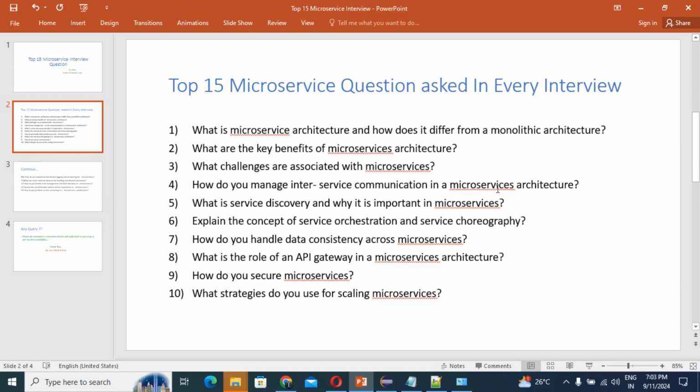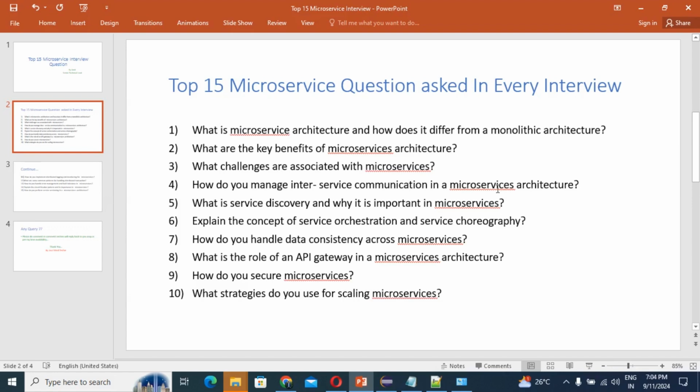Suppose you are going to implement a banking application. You will have a payment microservice, in which you implement all the payment related stuff. So that's what I have told: it's a collection of small, loosely coupled and independently deployable services, and each service is responsible for a specific business capability. This is the answer you need to tell the interviewer.